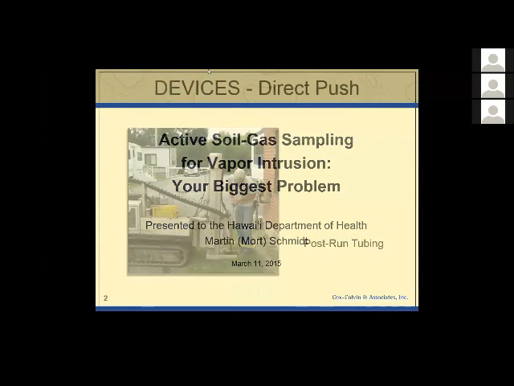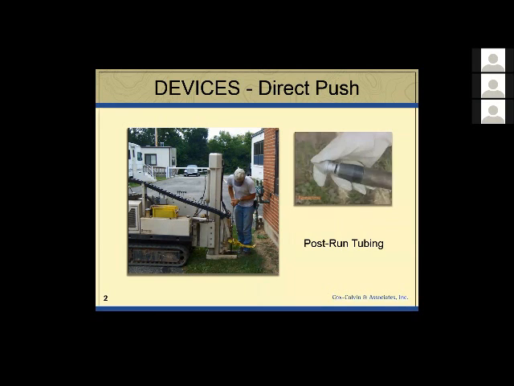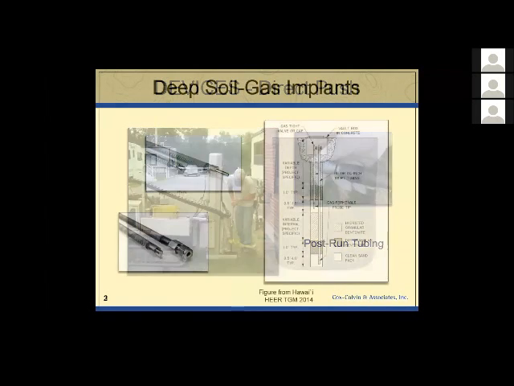So, let's see. One common way of collecting soil gas samples is with direct push, commonly called Geoprobe. This is a rig that's putting in temporary sample points using post-run tubing. You run the tubing down there, let it sit for half an hour, collect your sample.